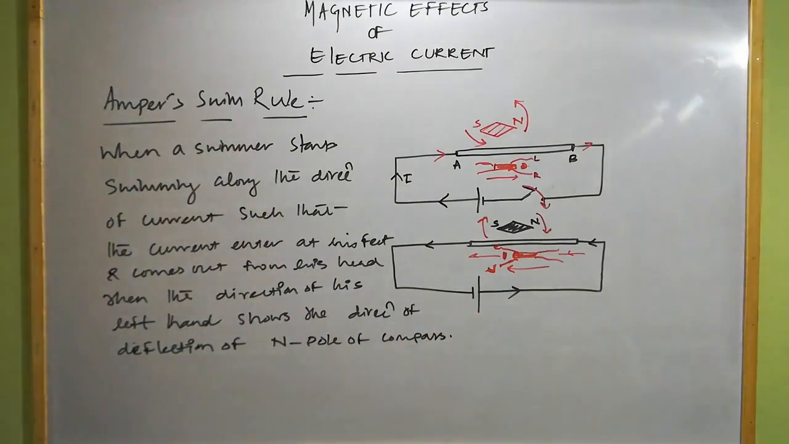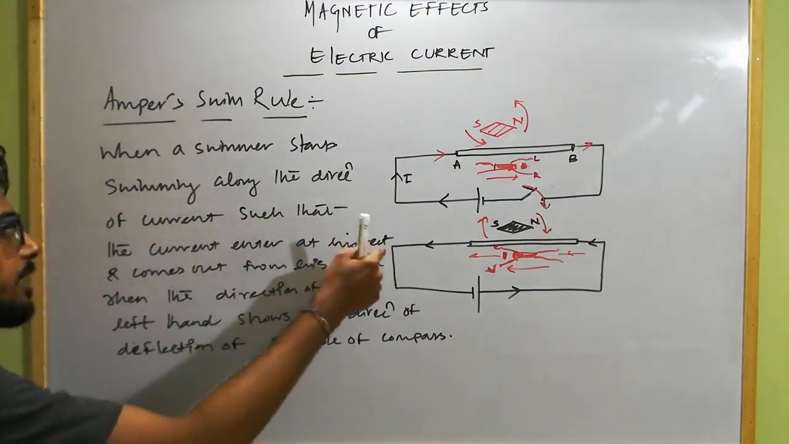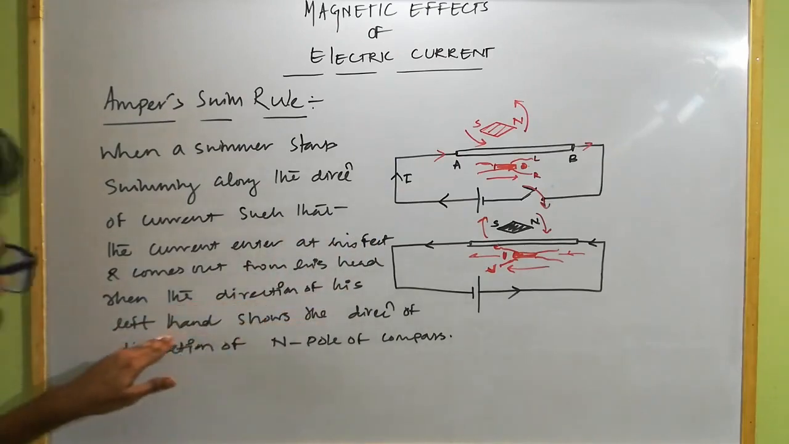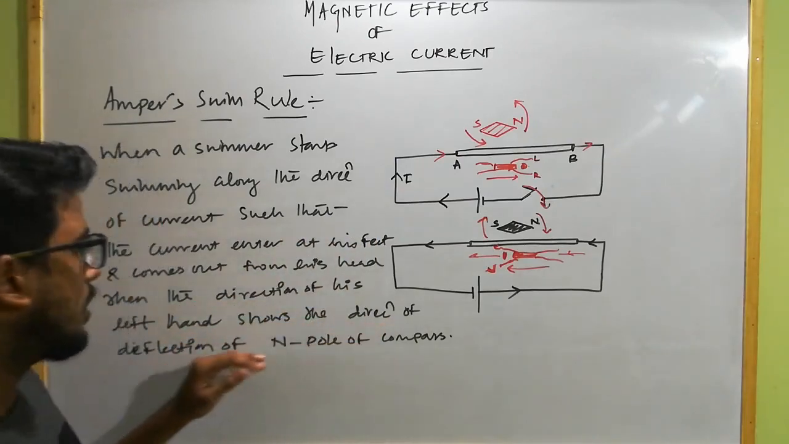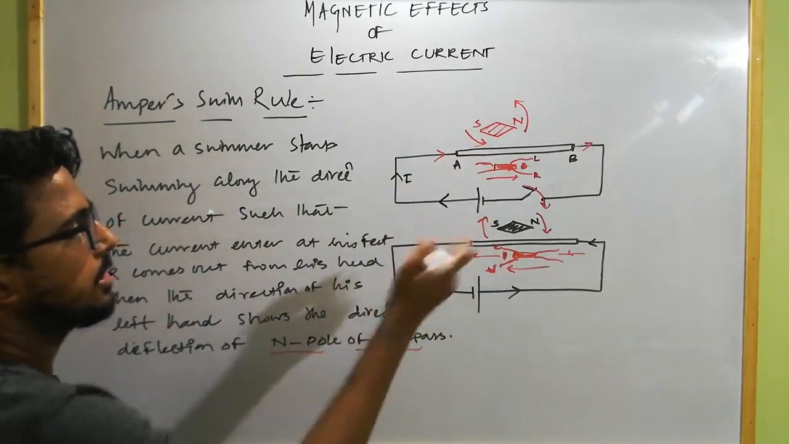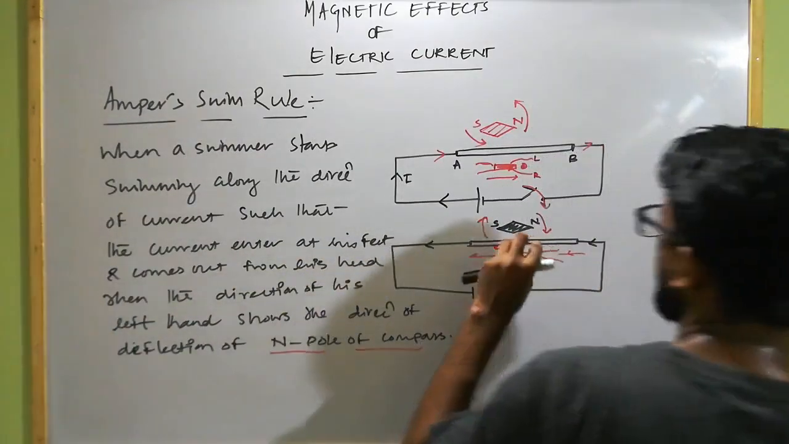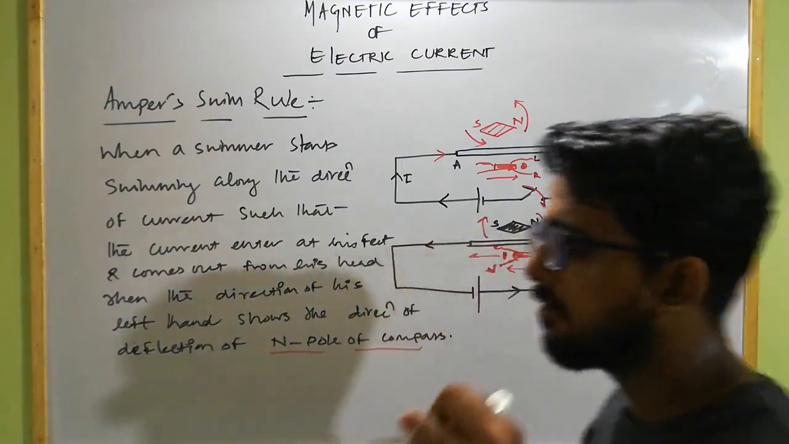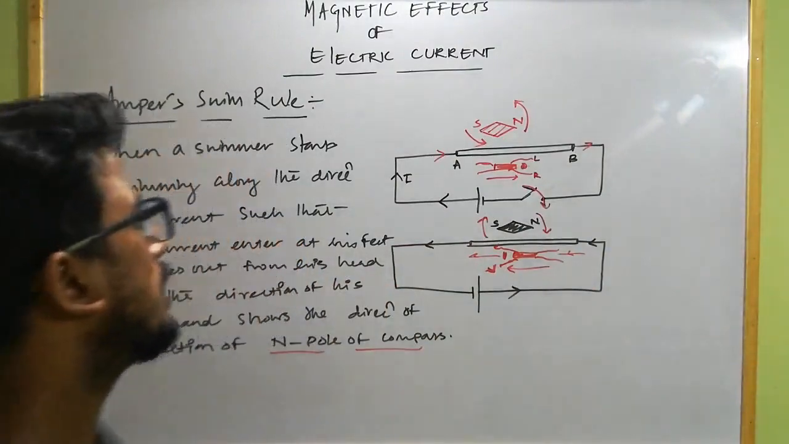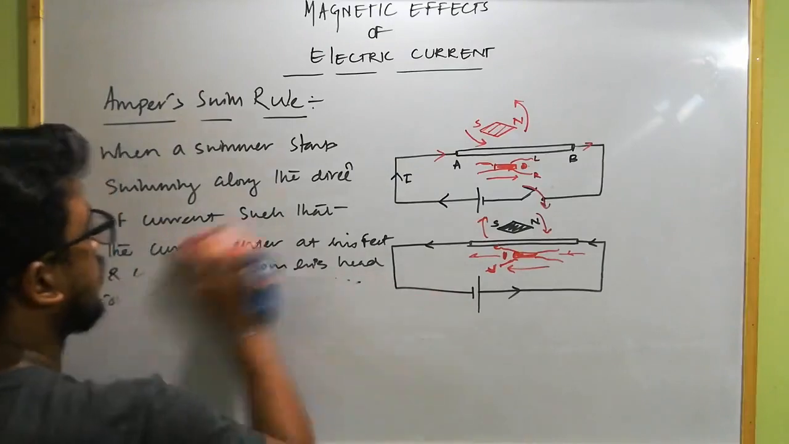Clear? So when the swimmer starts swimming along the direction of current such that the current enters at his feet and comes out from his head, then the direction of his left hand shows the direction of deflection of the north pole of the compass, as we already discussed in this figure. This is known as Ampere's swimming rule, which is used to determine the deflection of the magnetic compass due to a current carrying conductor. Clear? And there is also another rule which is known as Maxwell's corkscrew rule. What is that rule?